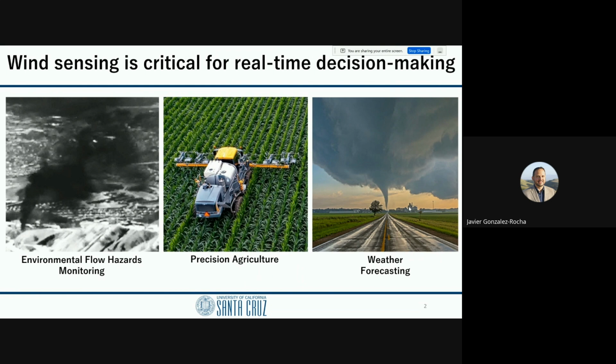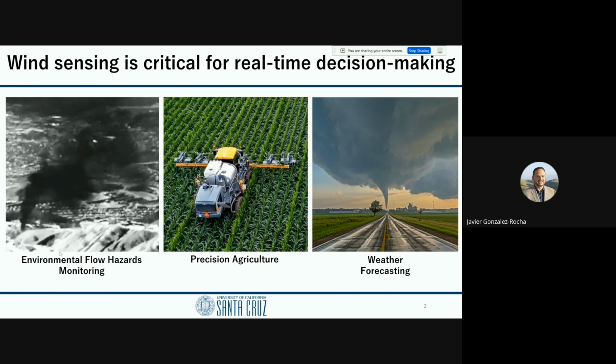So starting from the left, if you want to respond to environmental flow hazards, you want to know what the wind is doing. In this case, we have natural gas spilling into the atmosphere in the Los Angeles area. And this is on record the largest leak, right? So if you are trying to remove people from harm's way, it's very important to understand what the wind fields are. Another application is precision agriculture.